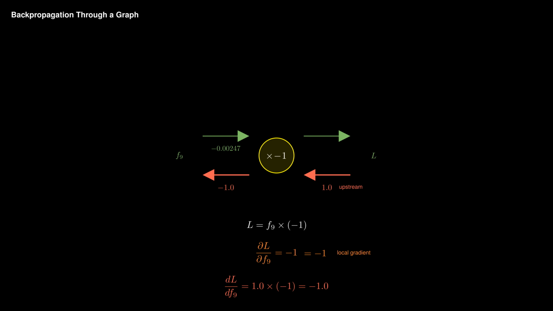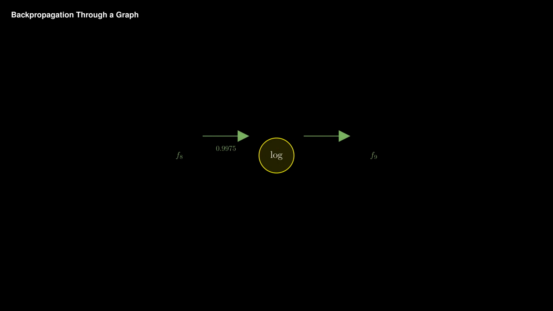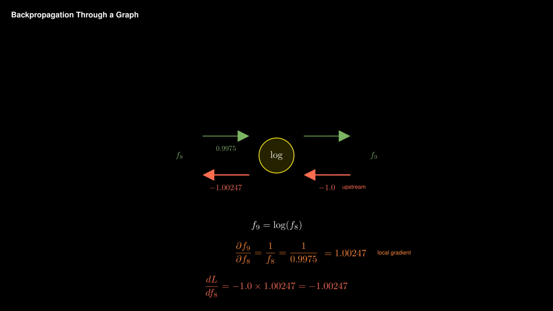Move one step back to the log node. F9 equals log of F8. The upstream gradient coming in is -1. The local gradient is the derivative of log F8, which is 1 over F8. We computed F8 as 0.9975. So the local gradient is 1 over 0.975, which is about 1/247. Multiply -1 times 1/247 gives -1/247. So dL/dF8 equals -1/247.